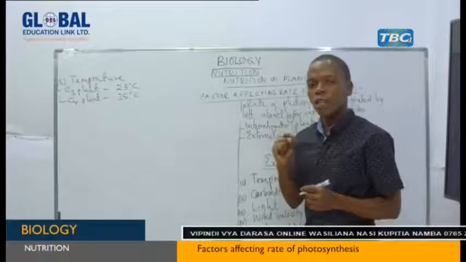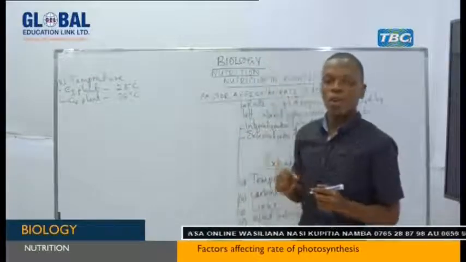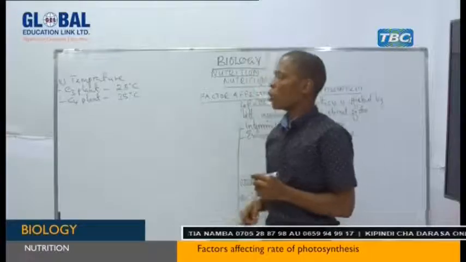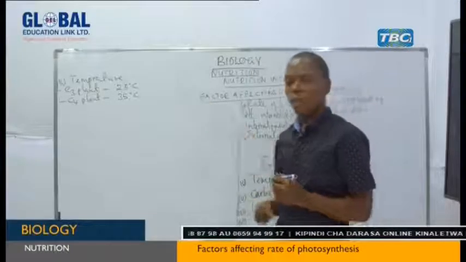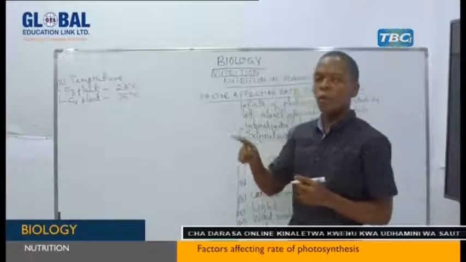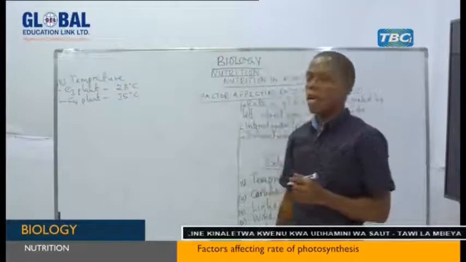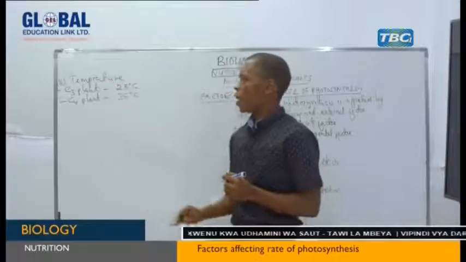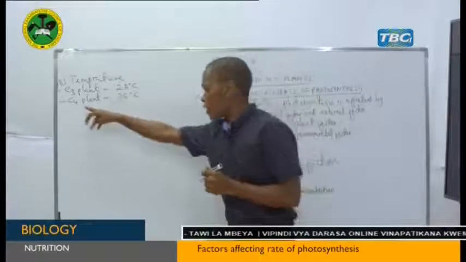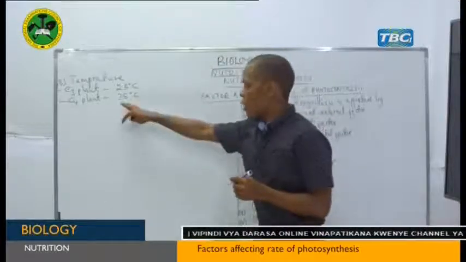Because we have said rate of photosynthesis is an enzyme controlled reaction. One of the factors which also affects the activity of enzymes is temperature. Enzymes work under optimal conditions such as temperature. Therefore, the enzyme of C3 plant is adapted for this temperature, but also the enzyme of C4 plant is adapted for this temperature.